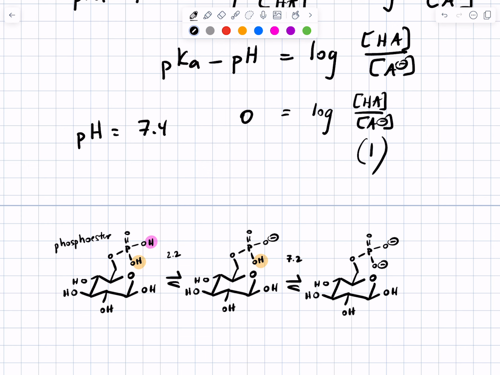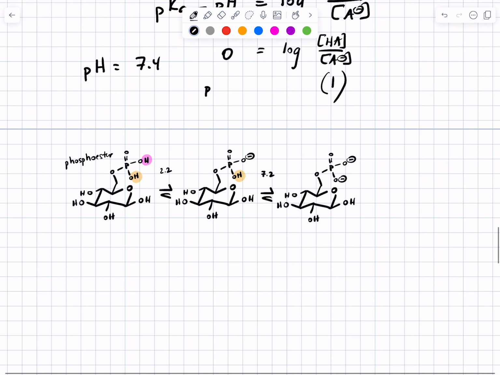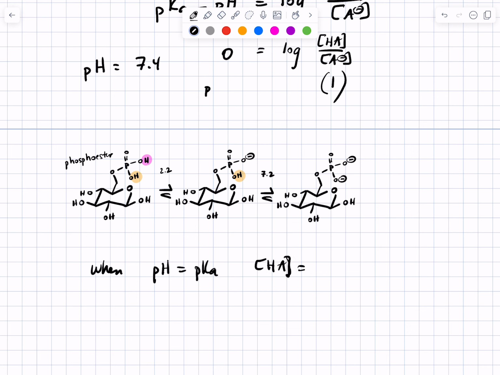Right? So when pH, let's formulate this in words. When pH equals pKa, concentration of acid equals concentration of conjugate base. We're sort of at the one-to-one ratio.